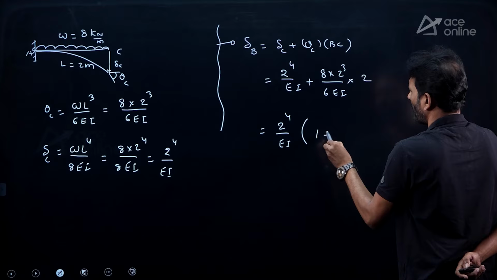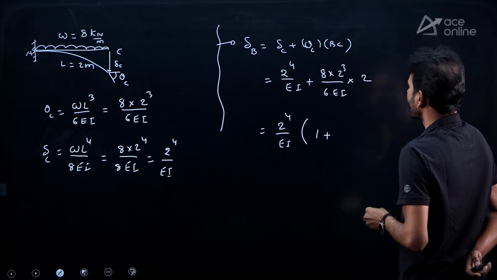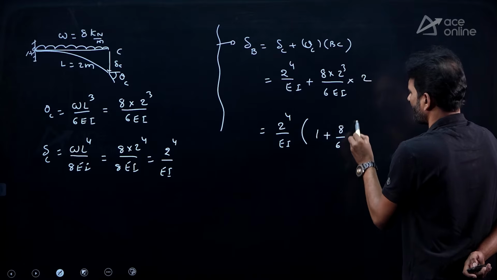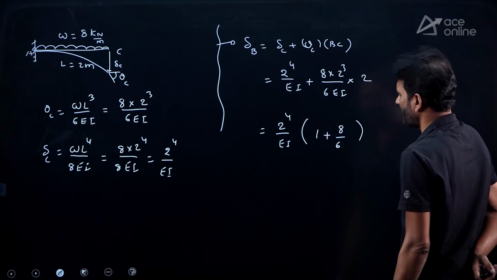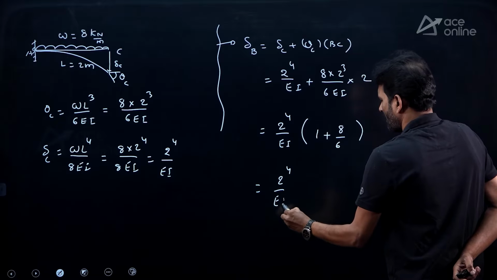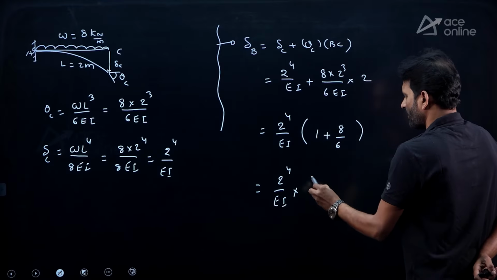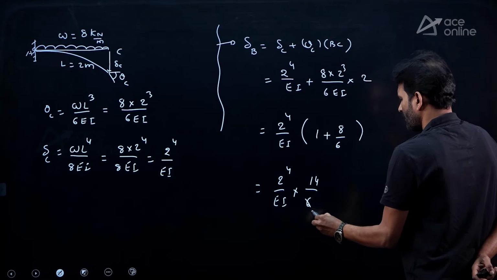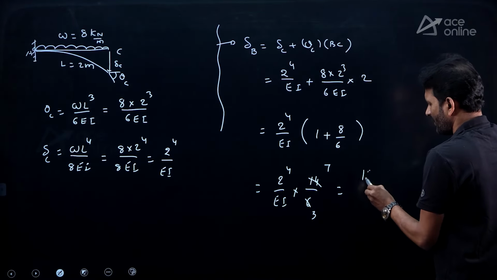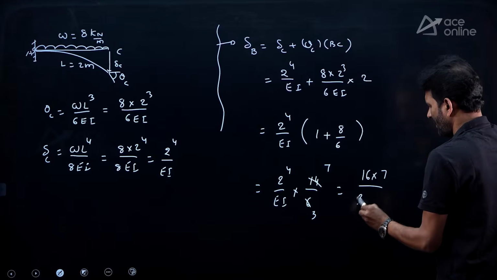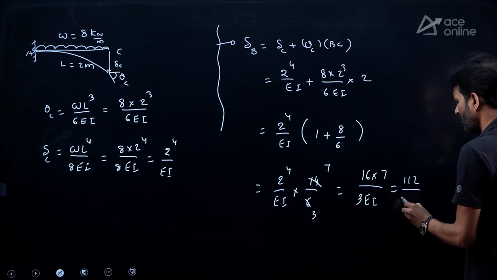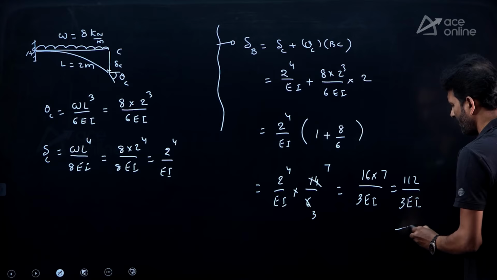Then it is 1 plus 8 divided by 6, obviously 8 divided by 6. 2 to the power 4 upon EI into 6 plus 8, 14 divided by 6. 2 3s are 6, 2 7s are 14. 16 into 7 divided by 3EI, that is the final answer. 16 7s are 112 divided by 3EI.